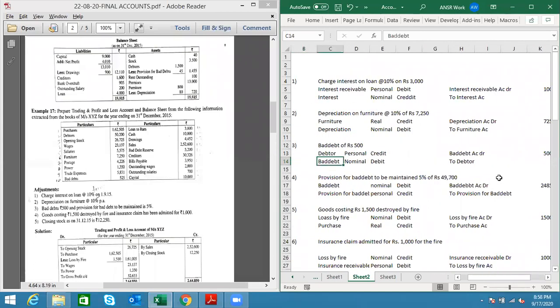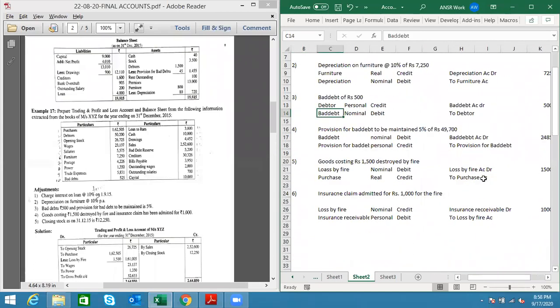Now, very quickly going to provision for bad debt. So on the end of the year, we determined that 5% of the debtors, which is 49,700, will be charged as provision for bad debt. So provision for bad debt is nothing but, I'll repeat that. When we have lakhs of customers with us, we cannot go customer by customer to see who is receivable and who is not receivable. Then what we do is we see the past trend and determine a percentage, and on that basis, we determine how much of provision we should make.